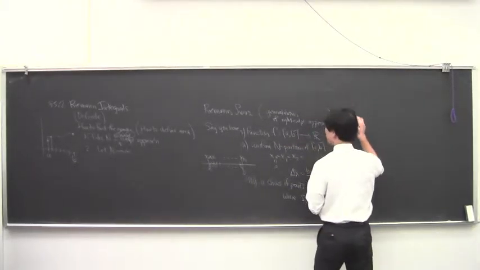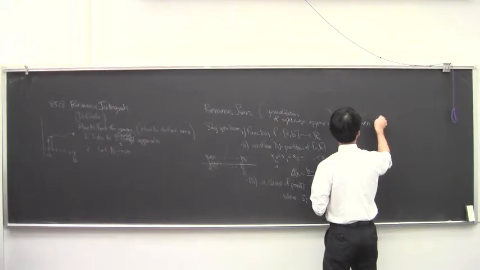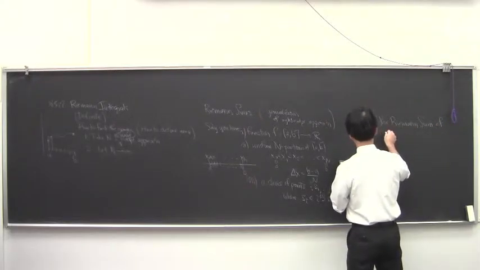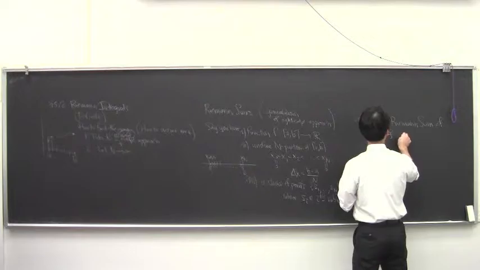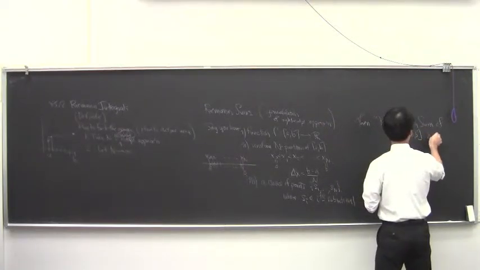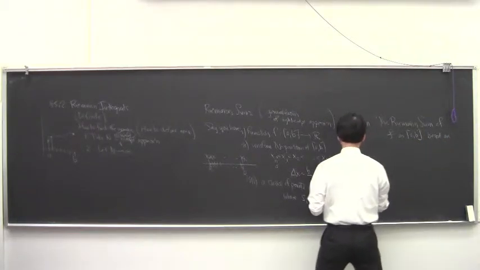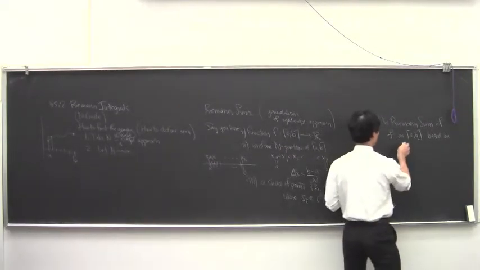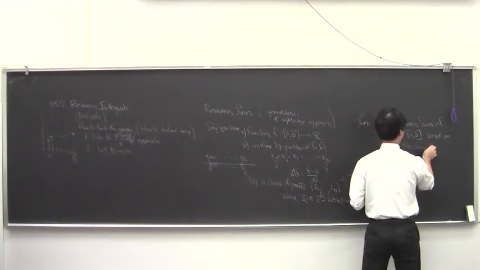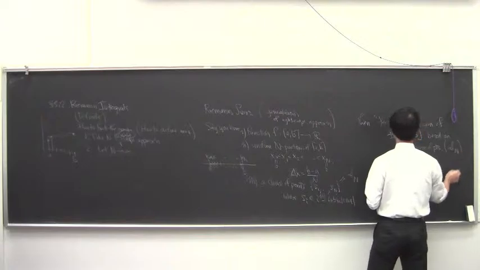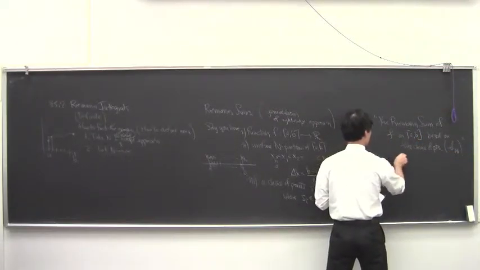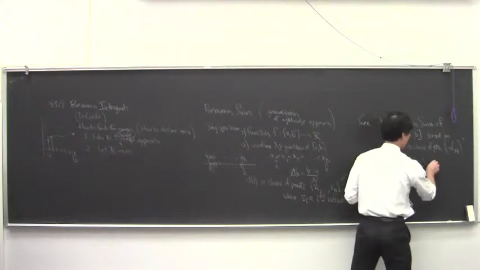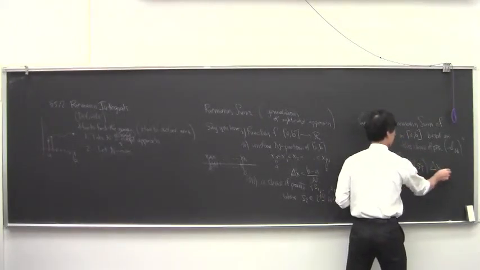Then the Riemann sum of f on AB, let's call this choice of points capital S sub n, based on this choice of points, is just the sum of f evaluated at each of those points times the width of the interval, summed over all intervals.